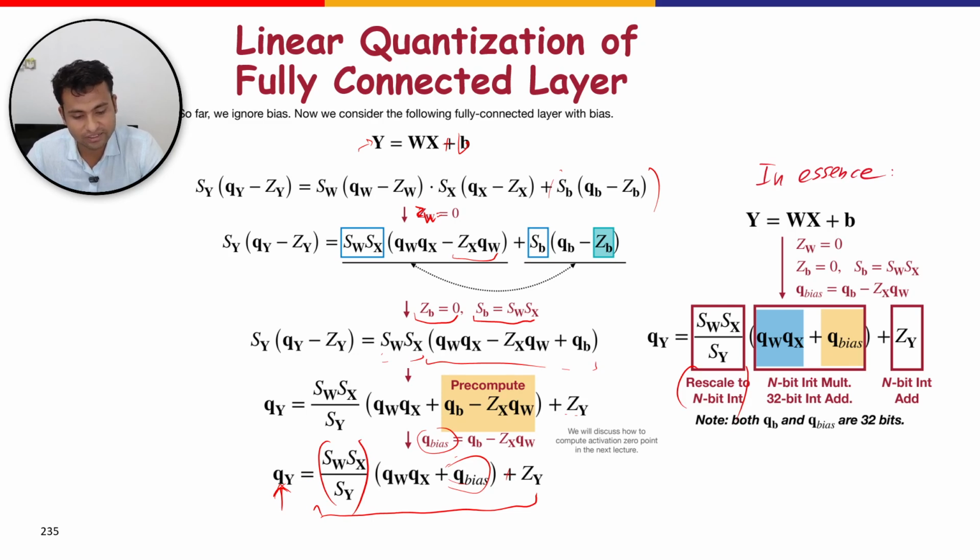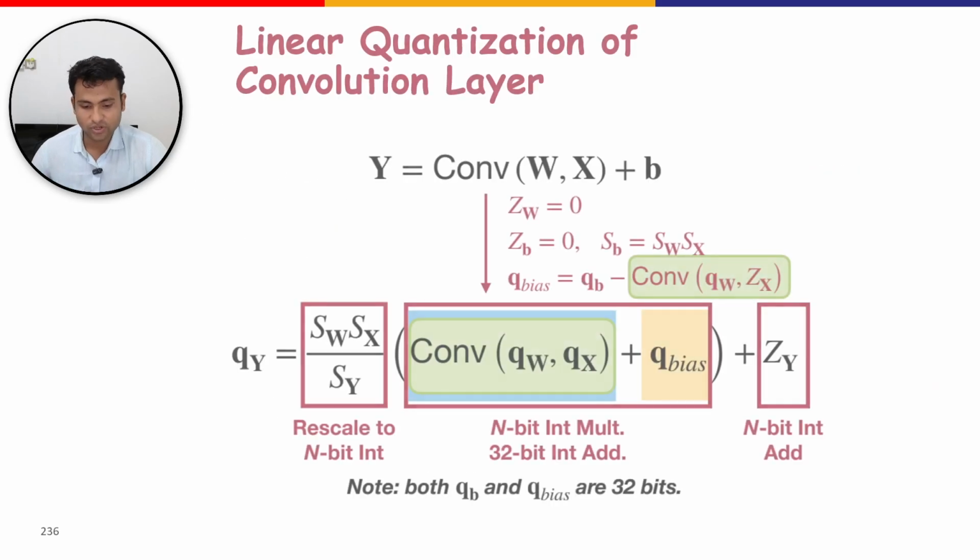This operation right here in the bracket is nothing but n-bit integer multiplication, which we're storing in a 32-bit integer addition register, accumulating into a 32-bit integer add. And both this QB and QBias are 32 bits, and this is n-bit integer, which is a simple addition operation. So that's how we calculate QY.